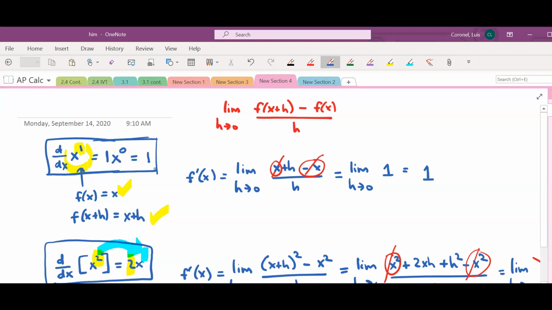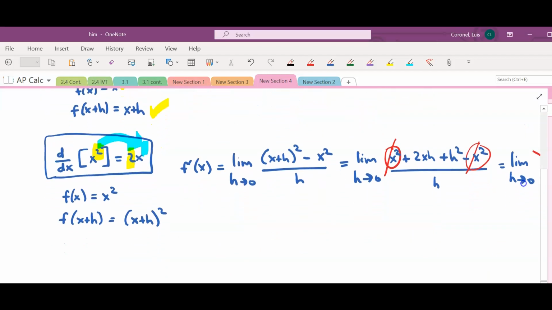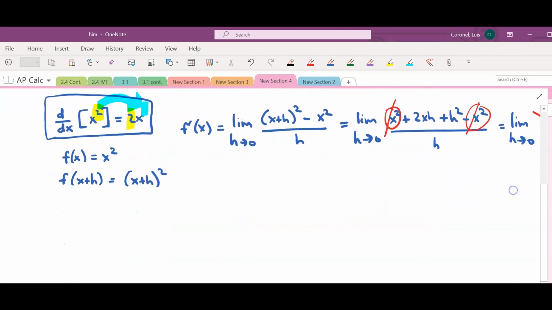So if you don't see the pattern yet for the power rule, we're gonna do a couple. We're gonna do one more. Maybe that'll help you get the pattern. All right, so let's do one more.